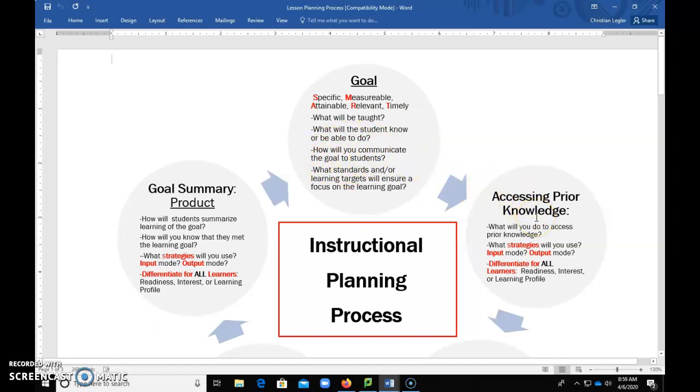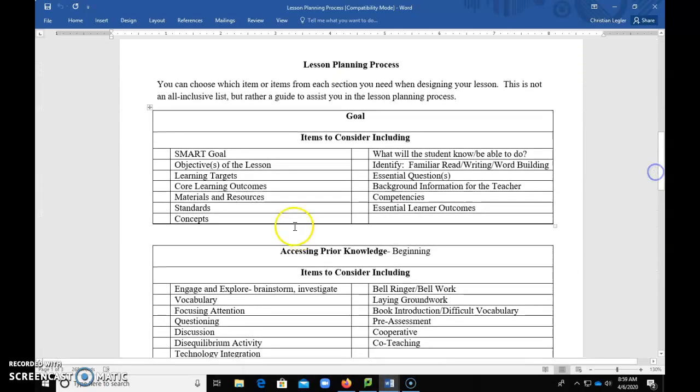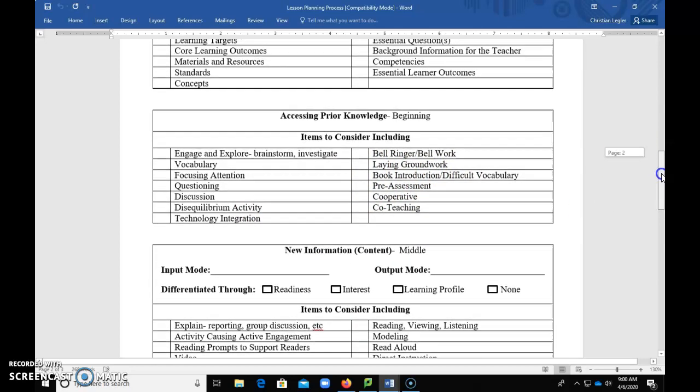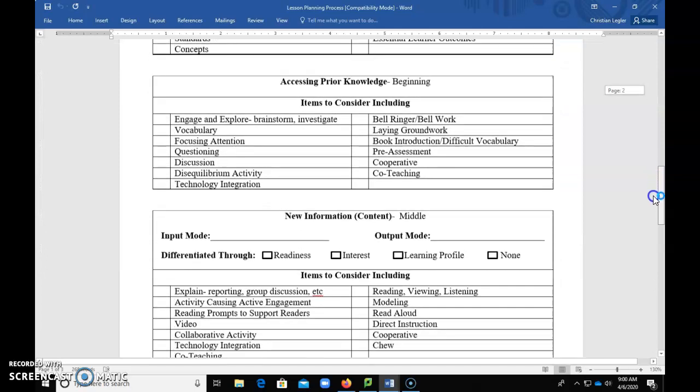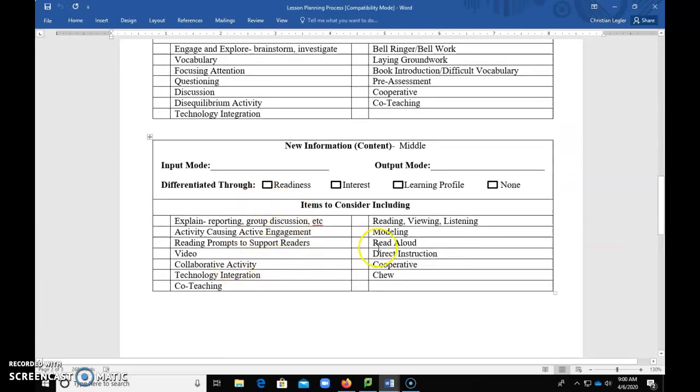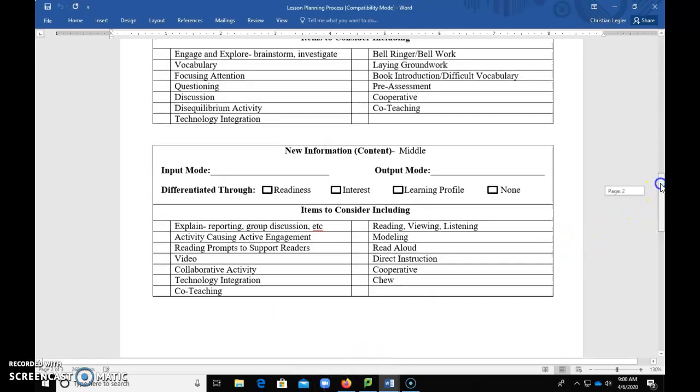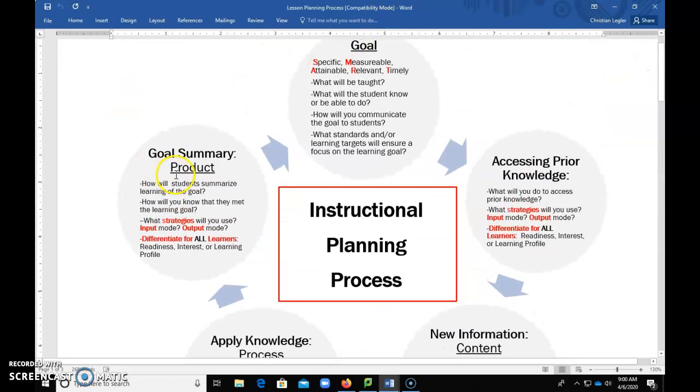And then we get to accessing prior knowledge. So if you go down here, this was the first section, goal. This is the second section, accessing prior knowledge. And it gives you a lot of different options for what you could include in that category of the lesson plan. And then the third step is new information, content. And if I go down here, here it is. And it gives you some options for what you could do in that category for your lesson plan. So it continues on all the way through goal summary and product.